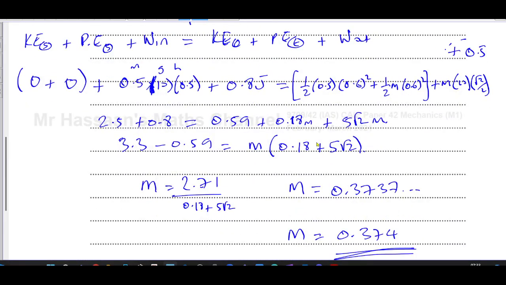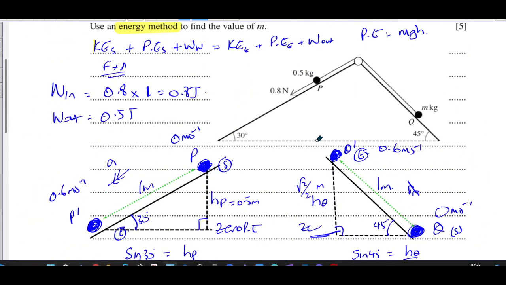As I said, there's different ways to answer this question. I think this is the easiest way. We don't have to work out anything like resolving forces, finding accelerations, finding the tension and stuff like that. If we wanted to, we could have considered the work done by Q just on itself. But in that case, we'd have to consider the tension. That would be the work in.